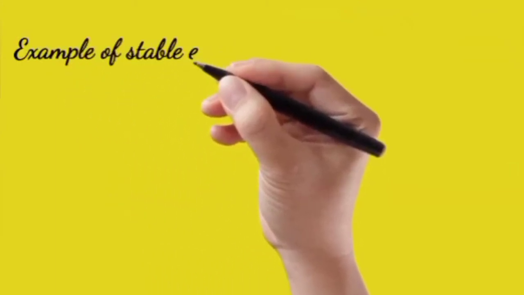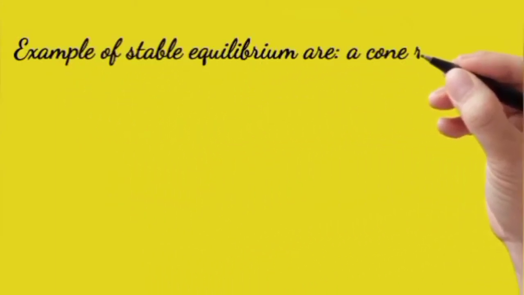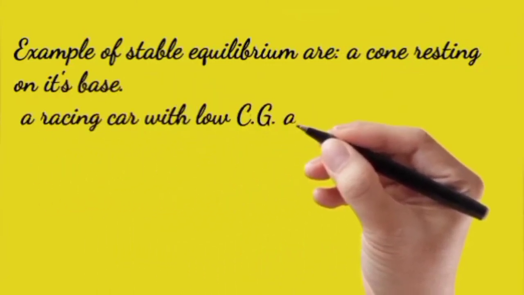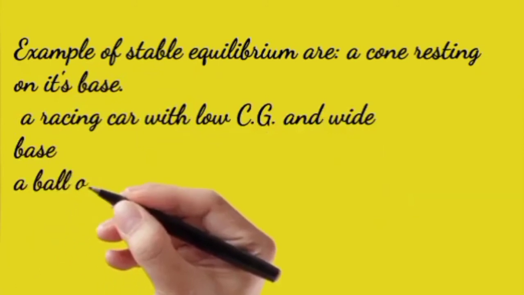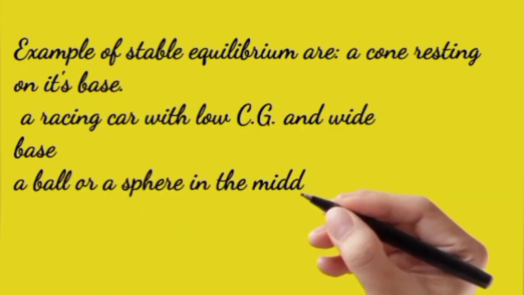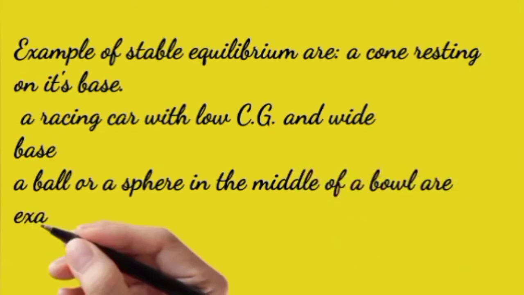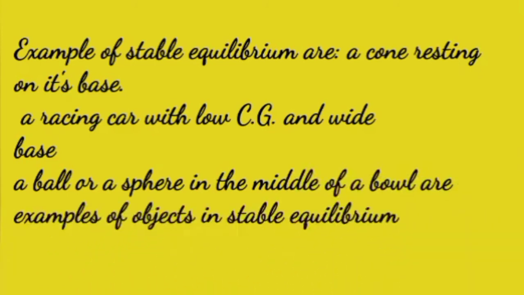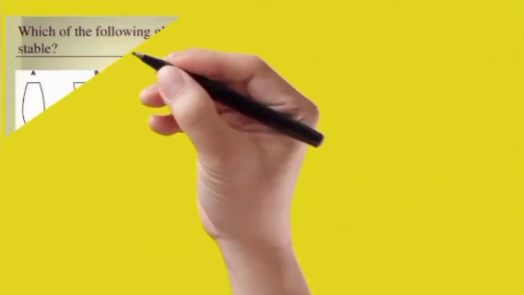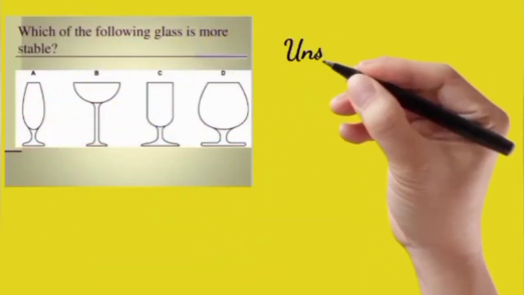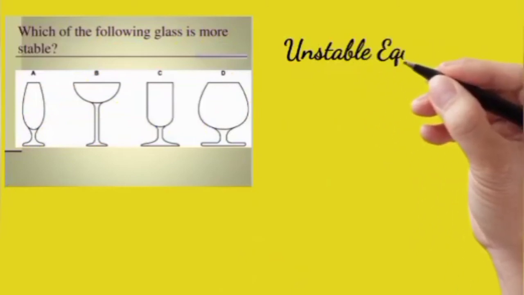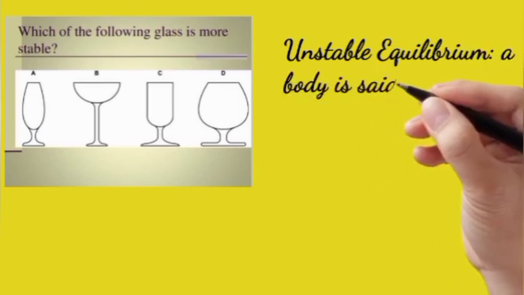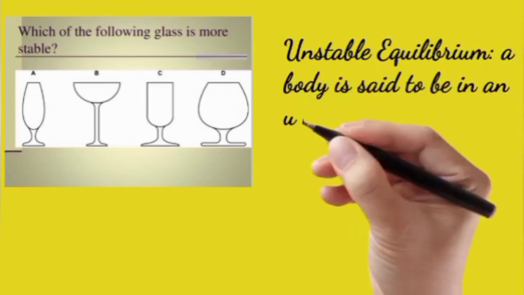For instance, in race sports cars, the center of gravity is low and the tires of the car are wide. So a low center of gravity and a wide base help to increase the stability of a body. Examples of stable equilibrium are a cone resting on its base, a racing car with a low center of gravity and a wide base, and a ball or a sphere in the middle of a bowl. Now, which of these glasses is more stable? Glass D is more stable as it has a lower center of gravity and a wider base. Glass D is the answer.